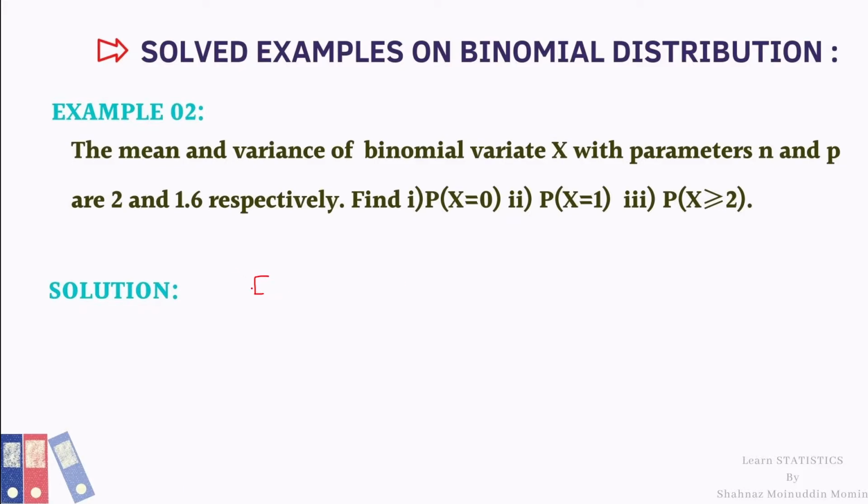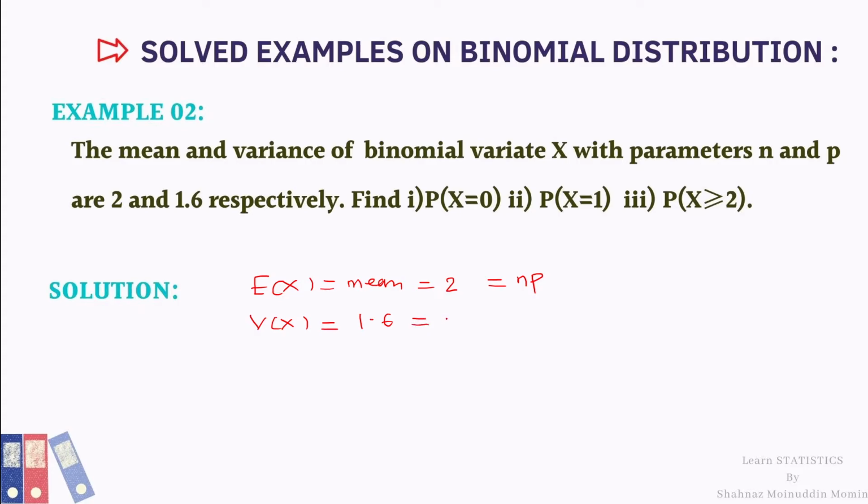Since we are given mean, expectation x is equal to 2, and we know that expectation x is nothing but n into p for the binomial distribution. Similarly, variance x is equal to 1.6.